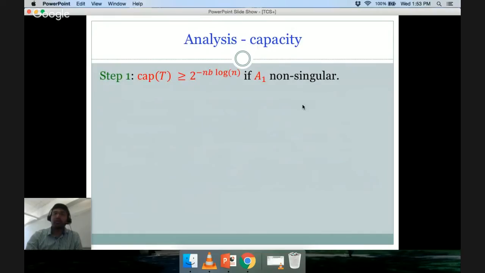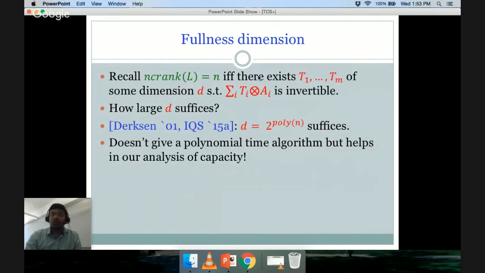Okay, and initially you said that if any of the A_i is non-singular, we know how to prove that. That's easy. Yes, if any of the A_i is non-singular, it's easy. Okay, so now you're in the case that all the A_i are singular, then what happens? Then the non-commutative rank is still full.